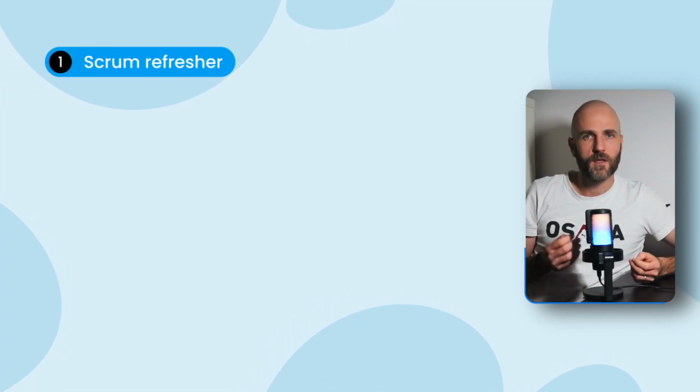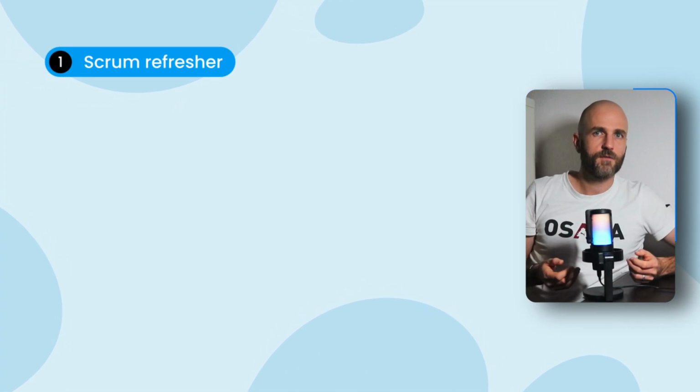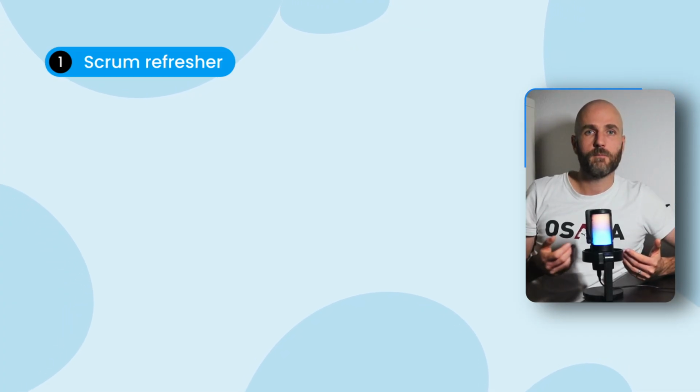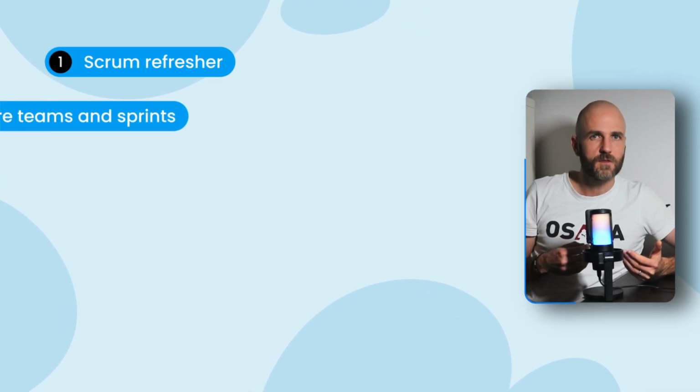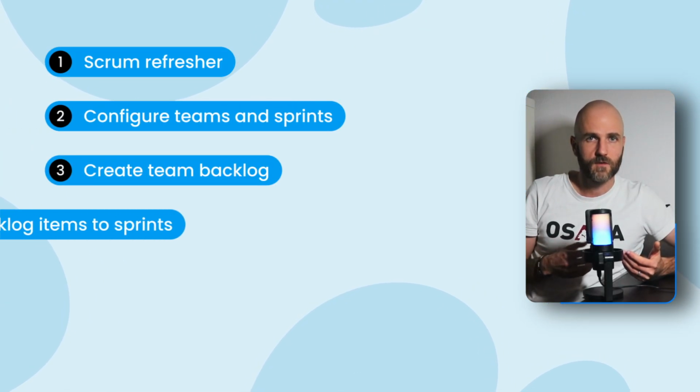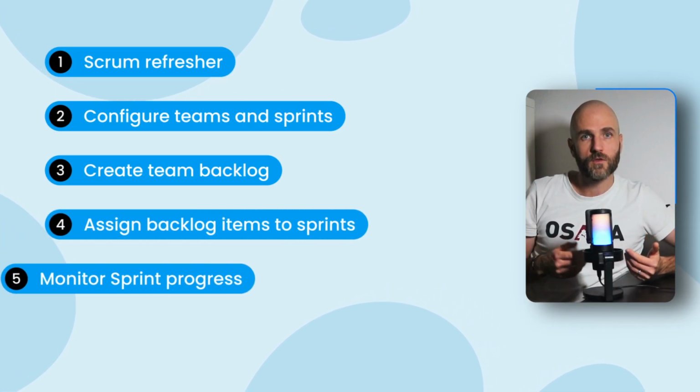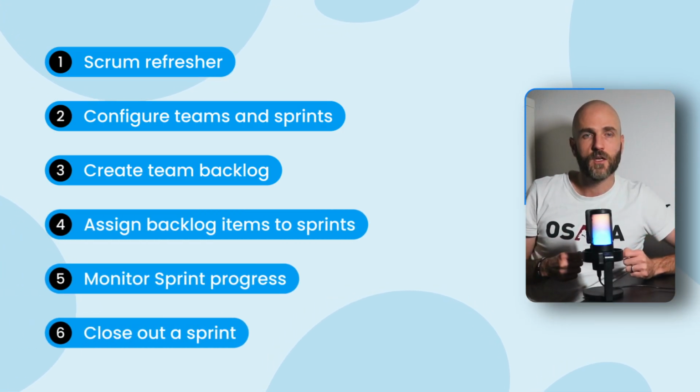So in this video, we'll start with a quick Scrum Refresher to understand the why behind our actions. Then we'll dive straight into Azure DevOps for the step-by-step process, from configuring teams and sprints to assigning work items. And finally, I will show you how to monitor your progress and properly close out a sprint.